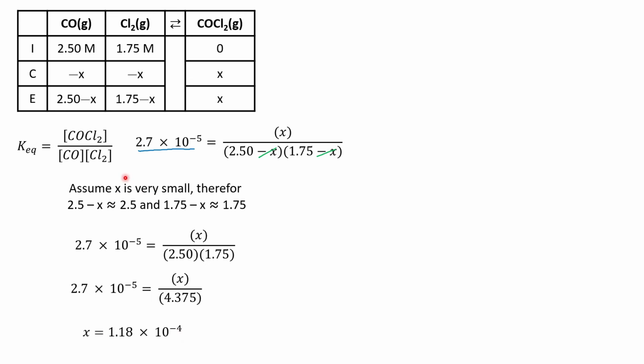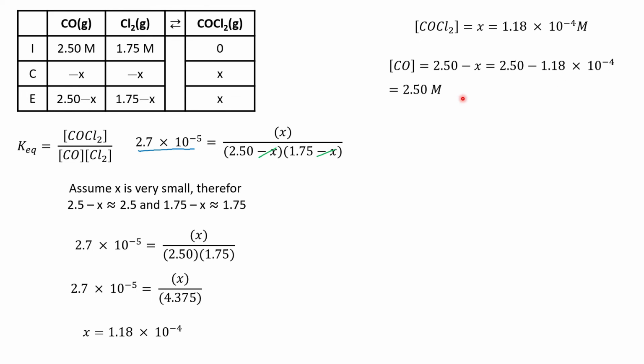Now that we know x, we can get our equilibrium concentrations. So let's start with our easiest ones, our COCl2. Of course, that just is the value of x. So our concentration of our product is 1.18 times 10 to the negative fourth. We have our concentration of carbon monoxide. This is 2.5 minus x, which is 2.5 minus 1.18 times 10 to the negative fourth, which is just 2.50. Remember, this is 10 to the negative fourth. We would have to put a lot more sig figs in here to start to see a difference.